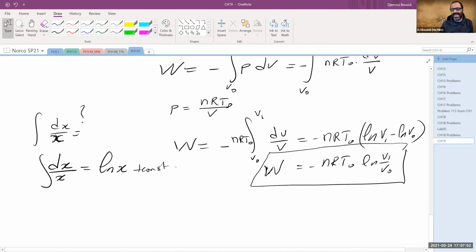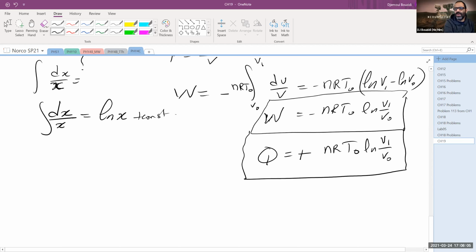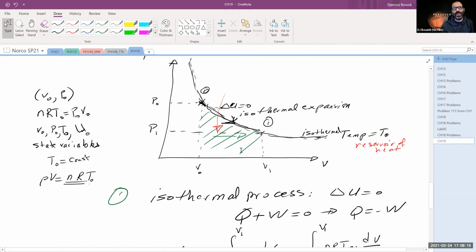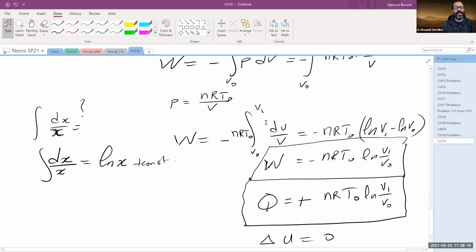But at the same time, it must have gained the same amount of heat. To do that, Q is equal to positive nRT0 ln of V1 over V0. So that if I add these two numbers, I'm going to find delta U equal to 0. And this is again because I'm doing an isothermal expansion. Delta U doesn't change in this process. So this is the integral, the one that I just calculated, the integral in this fashion here.